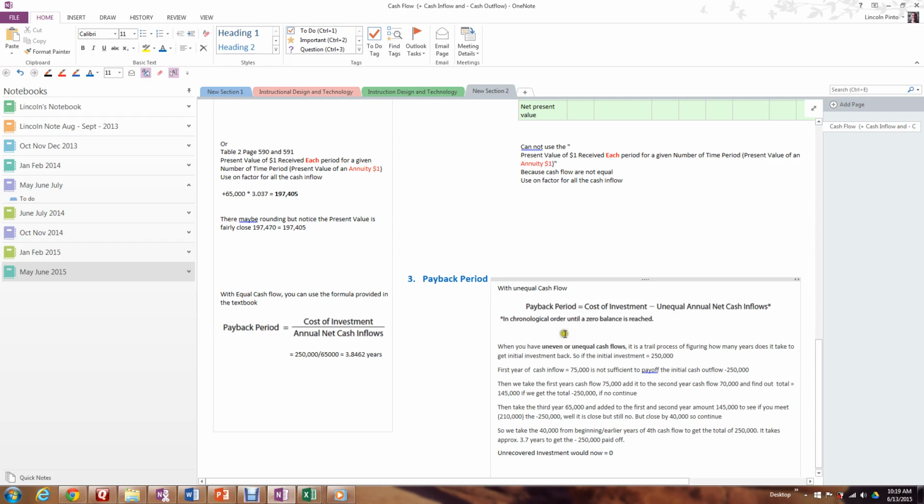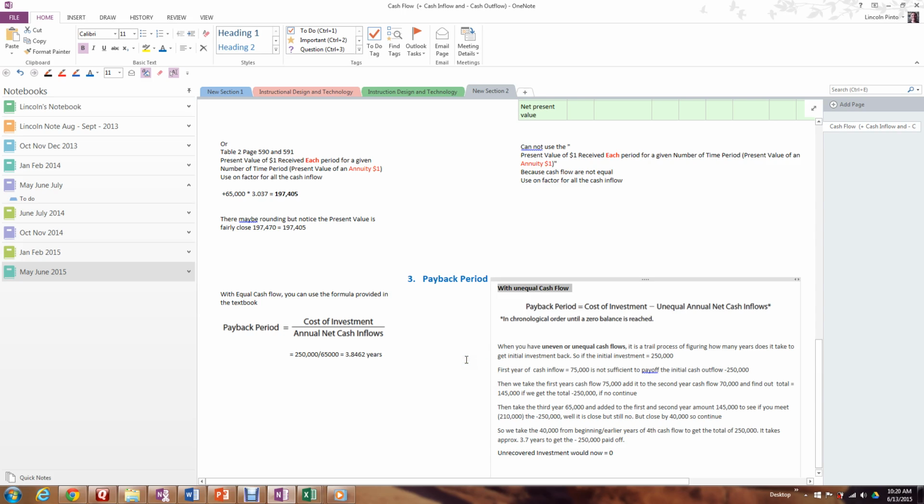Now let's talk about this. How do you calculate the payback period when you have unequal cash flows? Well, the book gives you a formula that says payback period is the cost of investment minus your unequal annual net cash flow, and then there's the star saying in chronological order until a zero balance is reached. So I think folks are having trouble trying to use this.